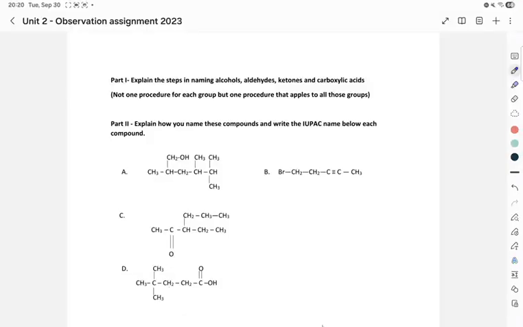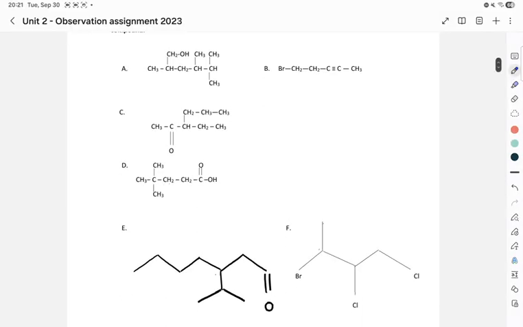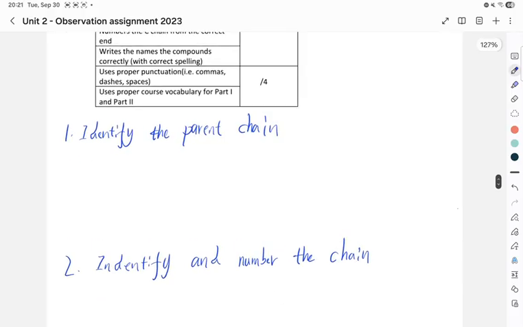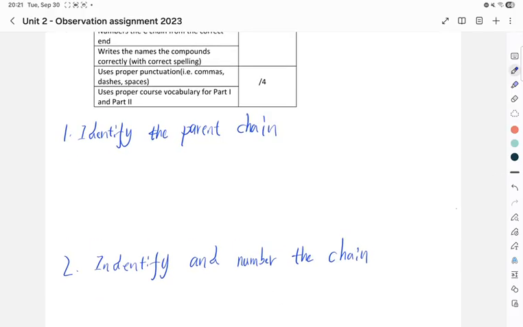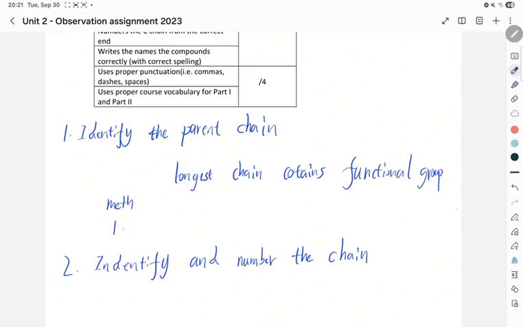For part 1, I will explain the steps in naming alcohols, aldehydes, ketones, and carboxylic acids. First of all, I need to identify the parent chain, which means we need to choose the longest carbon chain that contains the functional group. The chain determines the base name, which means meth is 1 carbon for the parent chain, eth is 2, prop is 3, and so on.